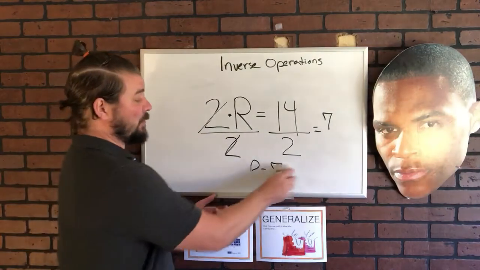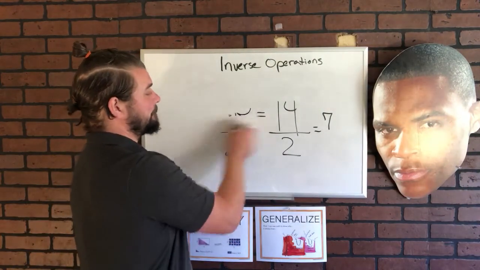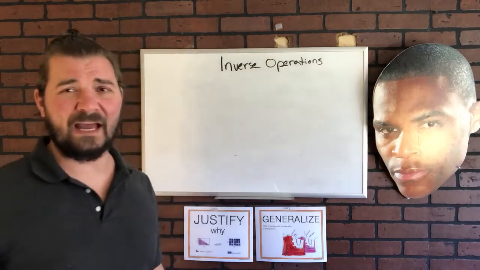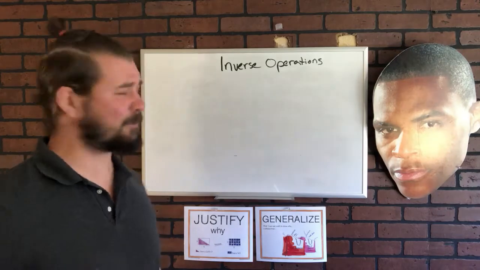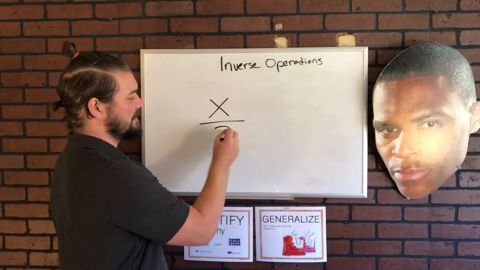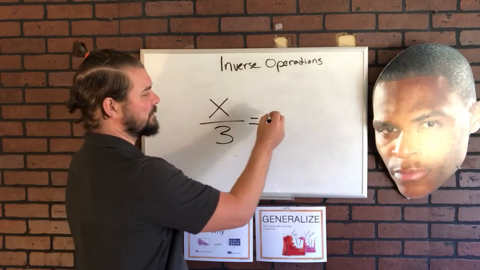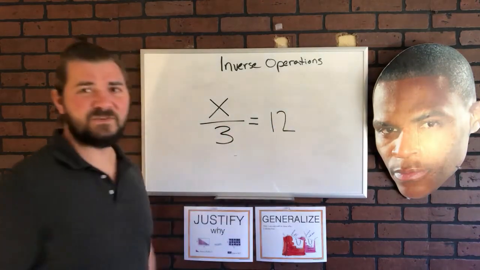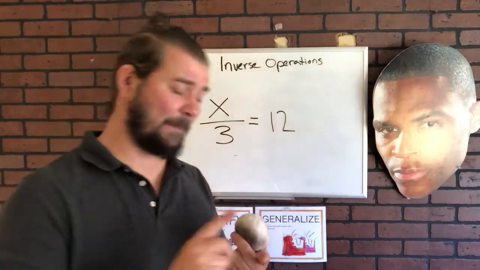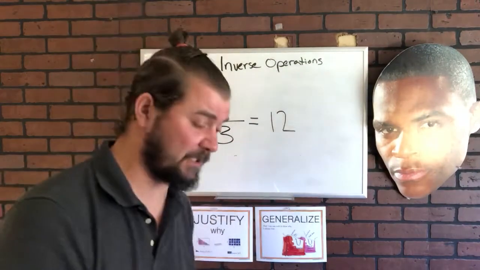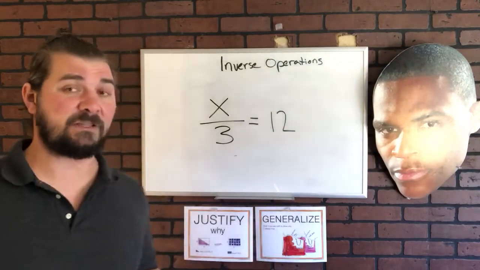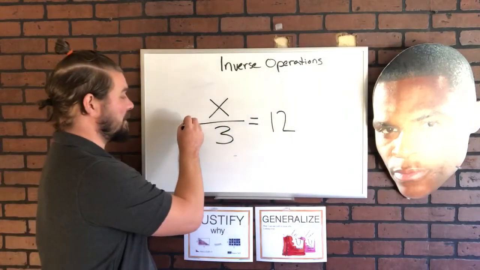Now, we could keep going and look at different equations. Let me see if I can stump you on this one. What if I have division in my problem? What if I have x divided by 3 equals 12? Something divided by 3 equals 12. Well, the opposite of addition is subtraction. The opposite of subtraction is addition. The opposite of multiplication is division. The opposite of division, therefore, is multiplication.